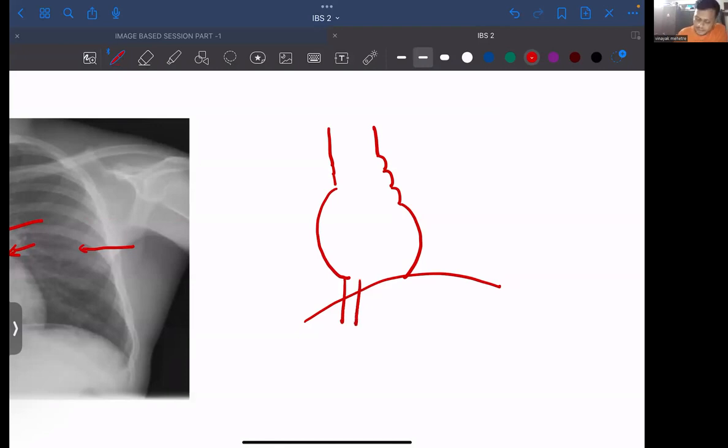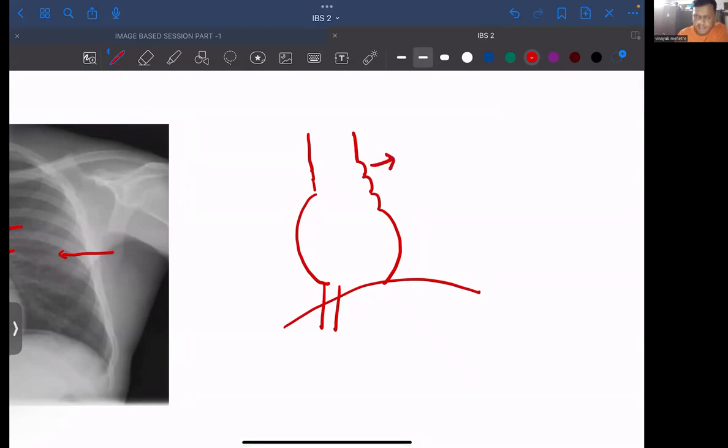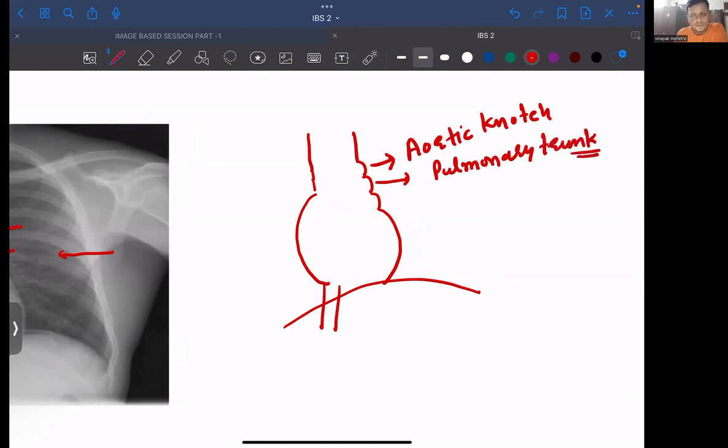Okay, first notch on chest X-ray is aortic notch. Second curve is pulmonary trunk. Third curve is left atria, and last large curve is left ventricle. What is it? It is left ventricle.